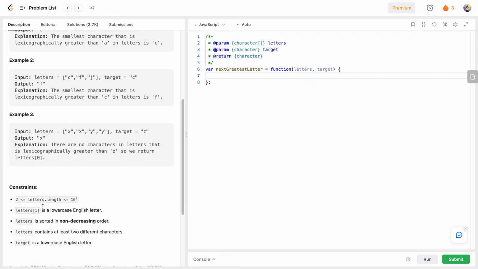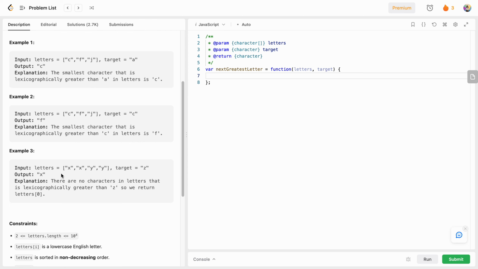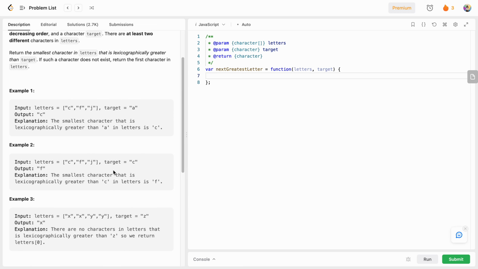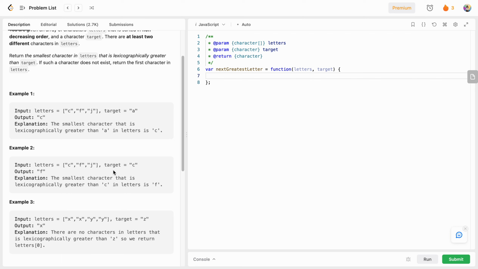Here we are given that the length is at least 2 and at most 10 to the power 4, and it contains lowercase English letters only, it's sorted in non-decreasing order and contains at least 2 different characters, and the target is a lowercase English letter. So that was the brute force solution that I explained just now, which is of O(n) time complexity. Can we solve it in a much better time complexity? Well, yes, of course we can.